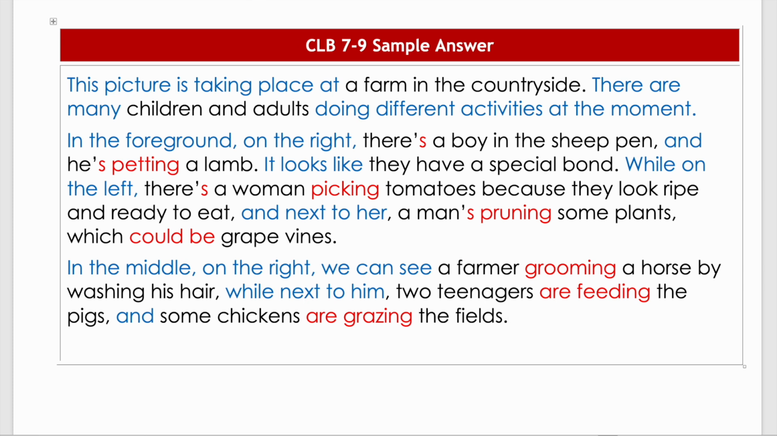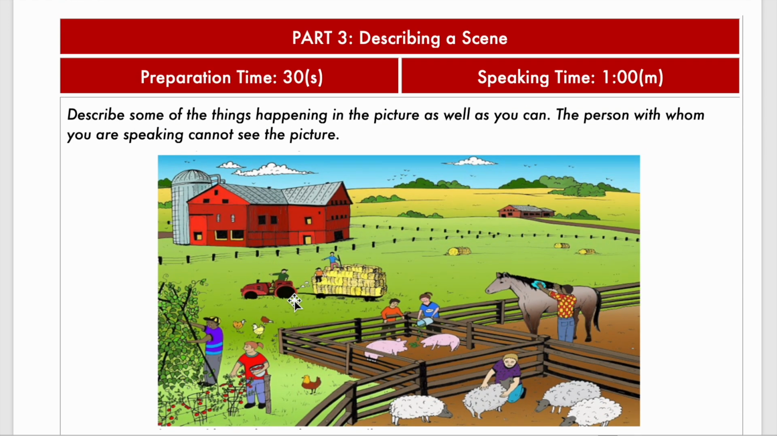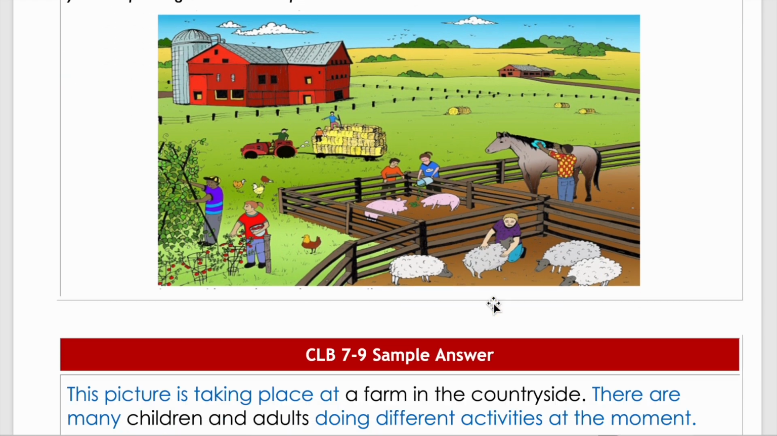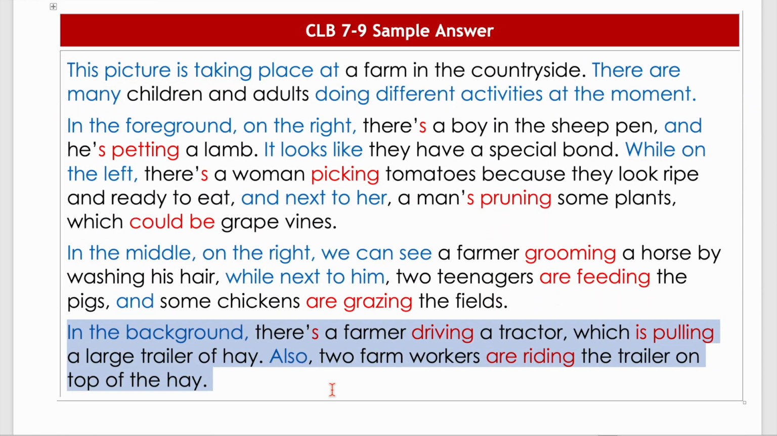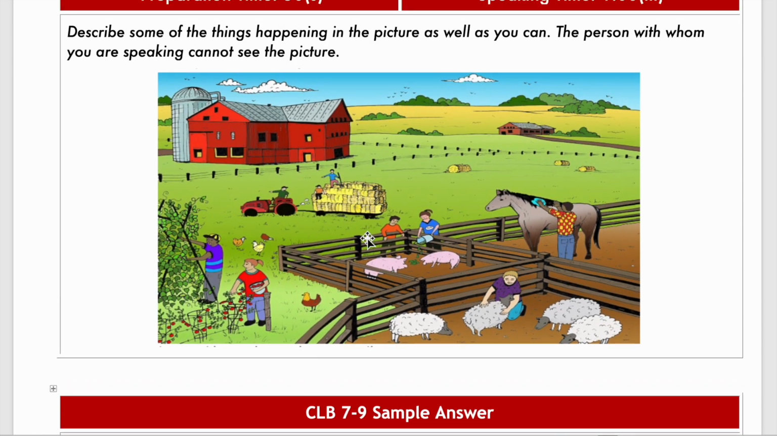Let's get to the last part, which is the background. In the background, there's a farmer driving a tractor which is pulling a large trailer of hay. So the farmer's driving a tractor, it's pulling a large trailer of hay. Okay. All right. Also, two farm workers are riding the trailer on top of the hay. Right over there. Okay.